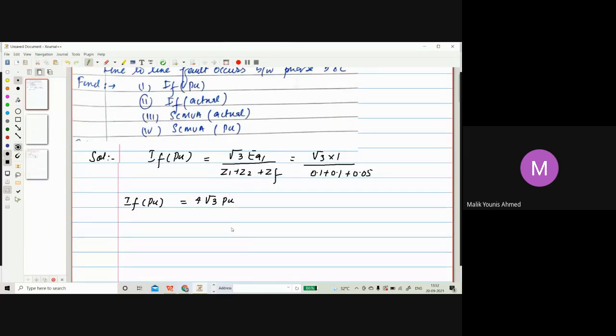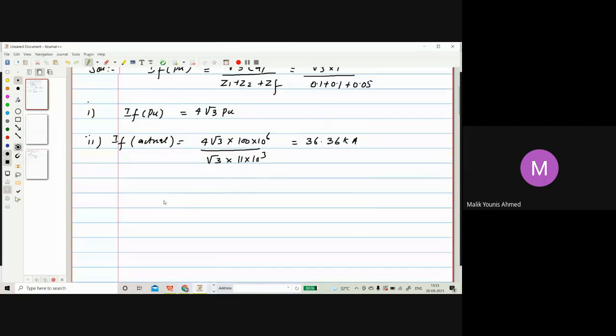Now next is IF in actual. This is first part of the question. Second is IF in actual will be equal to 4 under root 3, that means IF in per unit, multiplied by MVA, that is 100 into 10 to the power of 6, divided by under root 3 into kV, 11 into 10 to the power of 3. This comes out to be 36.36 kiloamps.